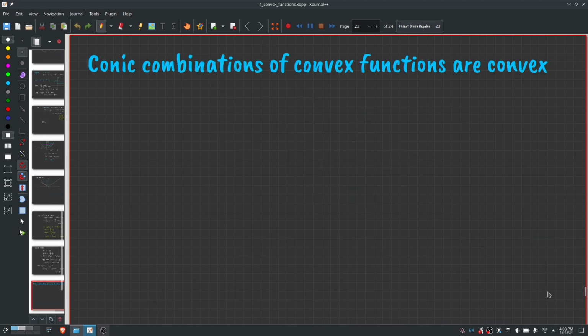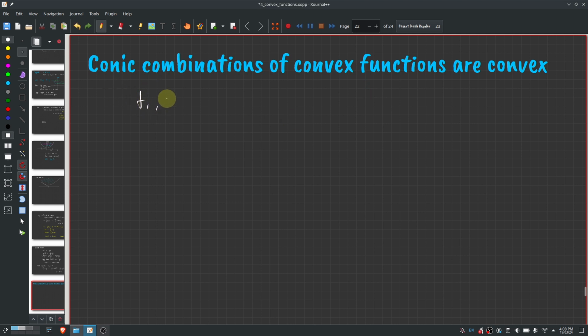In the last class, we saw how to determine whether a function is convex or not, some necessary and sufficient conditions for convexity. Now we'll see some ways of generating new convex functions from old convex functions. How do you combine different convex functions to produce a new convex function? One example that we've seen previously is that conic combinations of convex functions are convex.